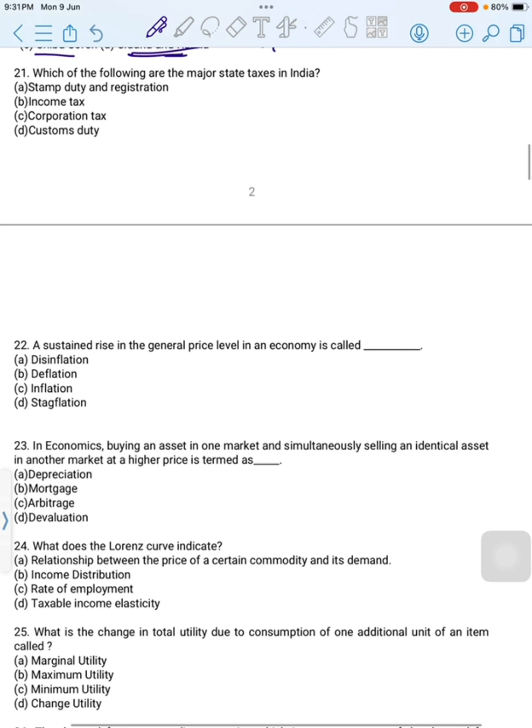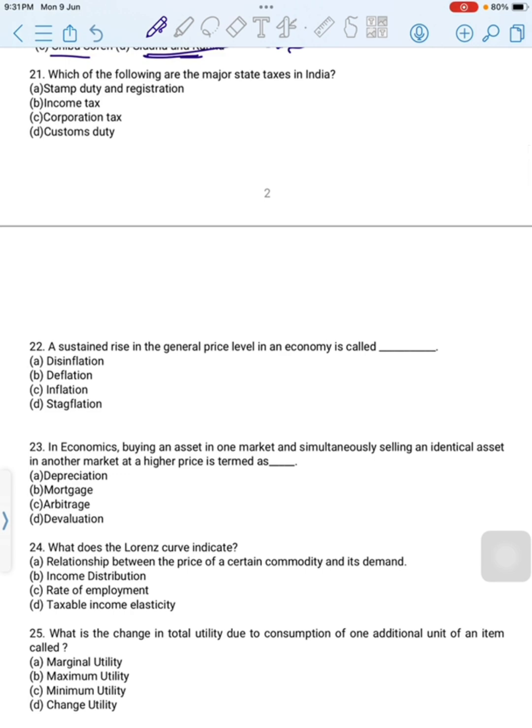Let's start today's discussion. First question: which of the following are the major state taxes in India? First option is stamp duty and registration. Second option is income tax. Third option is corporation tax. Last option is custom duty. Then the correct option is option A, stamp duty and registration.